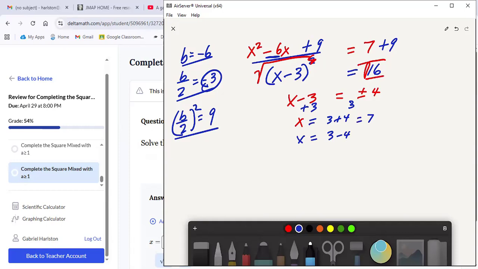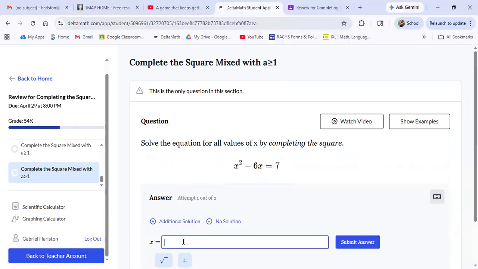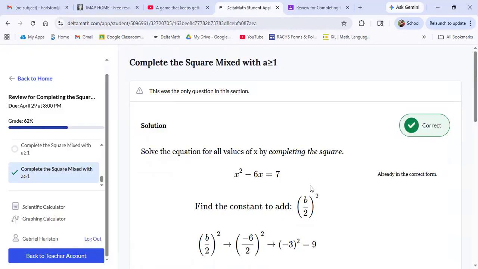So this is going to be 7. This is a negative 1. Those are our two solutions, so we can go here and enter 7, additional, and then negative 1, and then we submit it. All right, let's see. I think that's enough. All right, so that's the key.